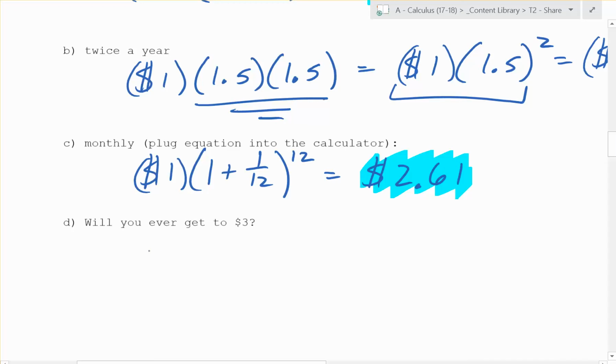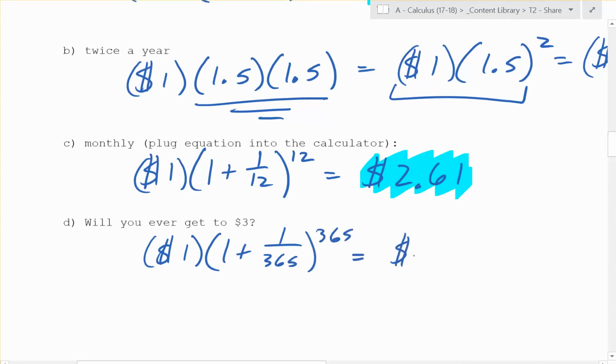What happens if we did this daily? If we did it daily, that would be $1 times 1 plus 1 over 365, to the 365. You need your calculator for this, and you get 2.71456. So you make more money each time you compound it. The more you compound, the more money you make. But will you ever get to $3?